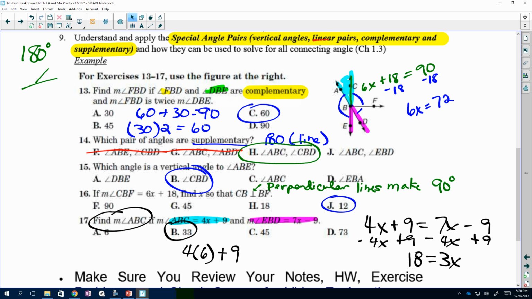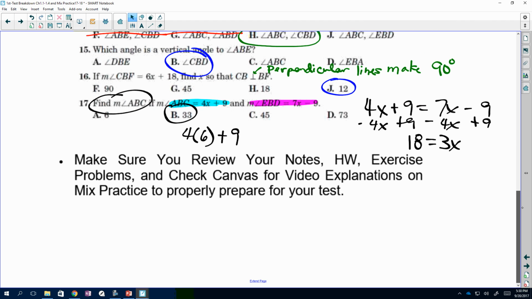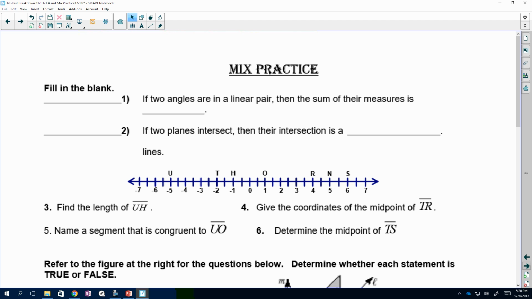All right, so that's our outline, and some test-like problems. Make sure you review your notes. The video explanation is going to be on Canvas. Like I said, if you are already ready, you can fast forward. It's going to be a playlist, so go ahead and fast forward. Hit the right arrow button so we can go to our mixed practice. All right, thanks.